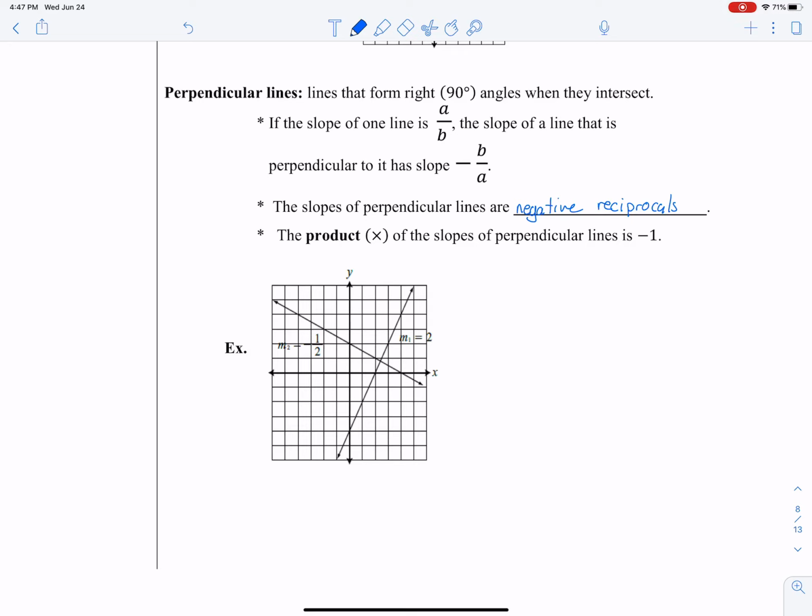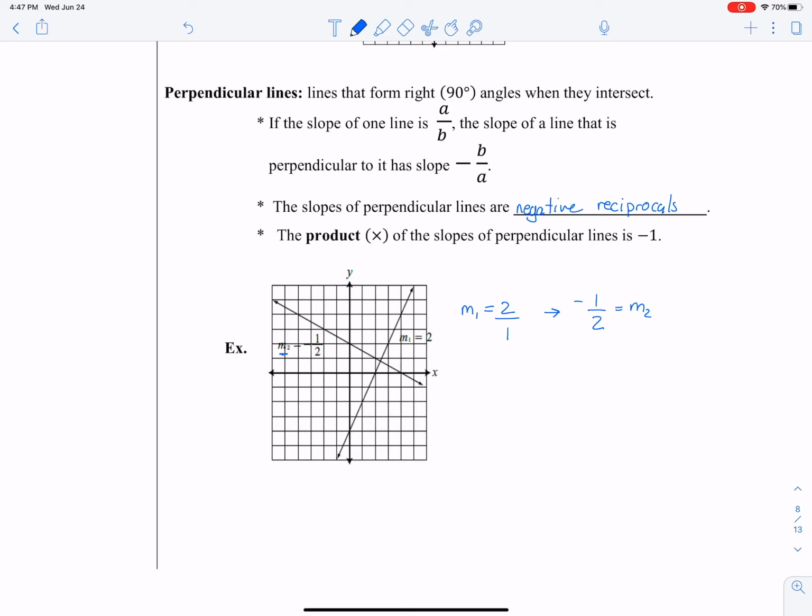So for example, here we have m1 is equal to 2. That's a whole number, so we can write that as 2 over 1. If we were going to flip this, that gives us 1 over 2. And then if we're going to change the sign, right now this is positive. If we change the sign, it becomes negative. So the negative reciprocal is negative 1 over 2. And if we notice, that's our m2. Okay? It's the same, negative 1 over 2.